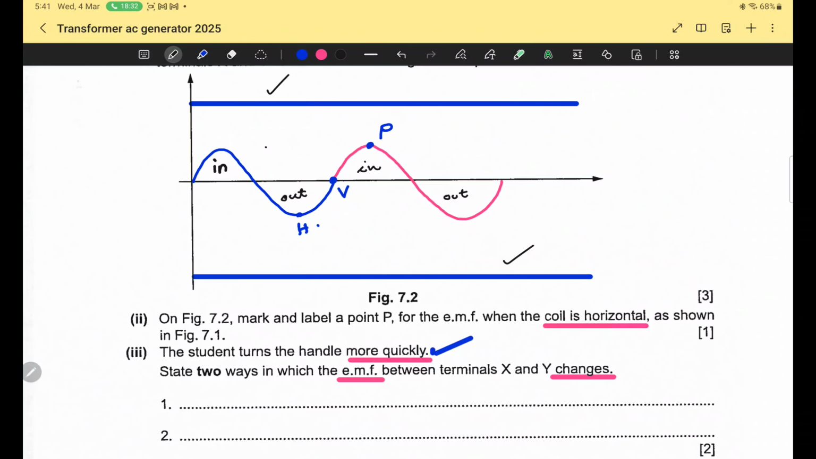Number two, when the coil turns faster, then obviously one cycle will be completed in lesser time. If a coil is turning faster, then obviously it will take less time to complete one rotation. So I am considering one cycle is completed in this time. So I am drawing, although in this question they are not asking to draw. So this will be the cycle.